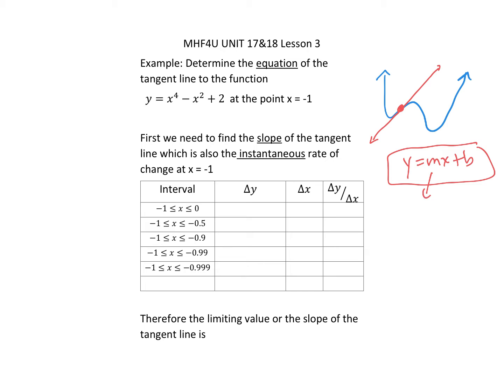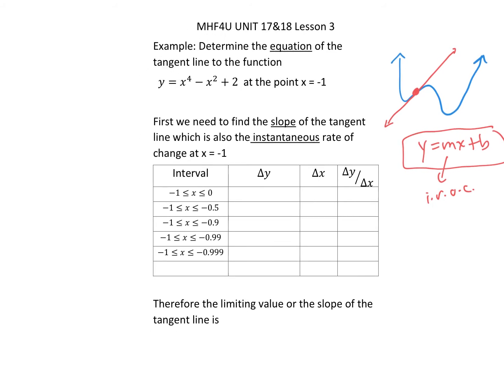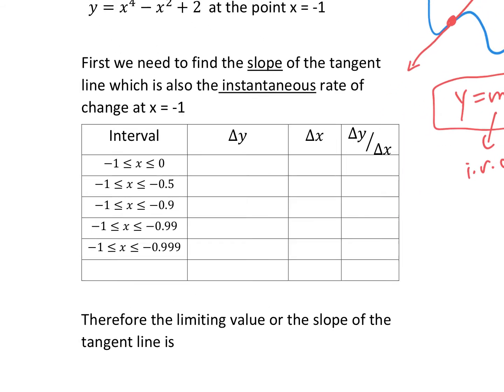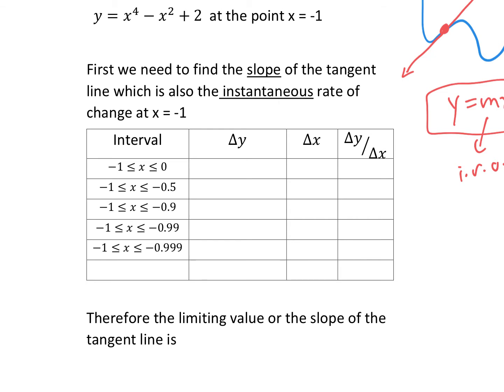So m is going to be the instantaneous rate of change, which we will find using an interval table as we have done in the previous lessons. And then we will sub in the one point that passes through the tangent, which is at x equals -1. So I'm going to find the slope first at x equals -1. I'm going to approach it from the right side.